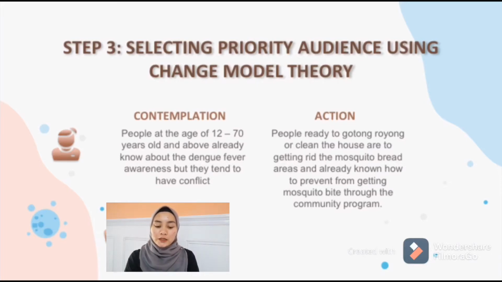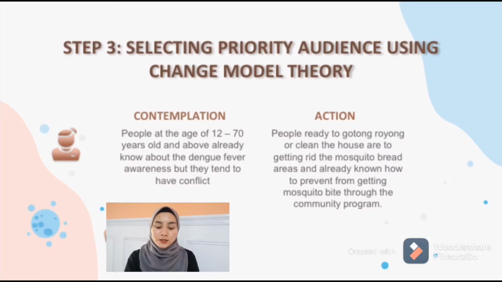In the contemplation stage, people tend to have awareness about the campaign, but they have several conflicts to change their behavior. For example, people who work want to clean their house in the evening, but they think they will easily get tired after their job, and they think they do not have time to clean their house area in the evening.